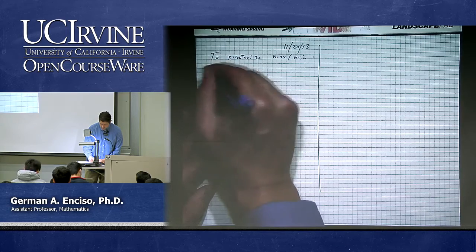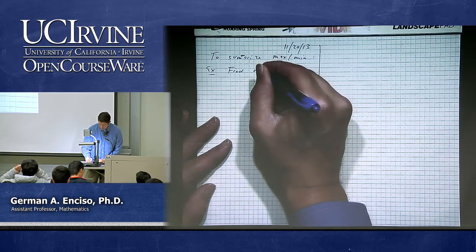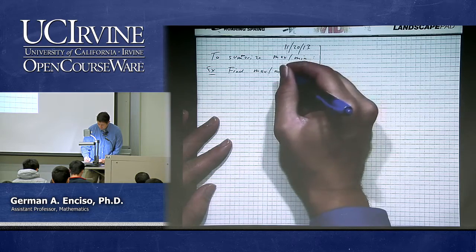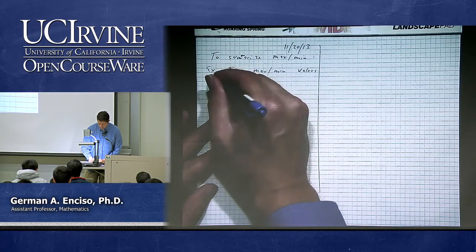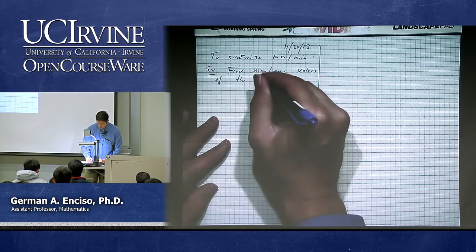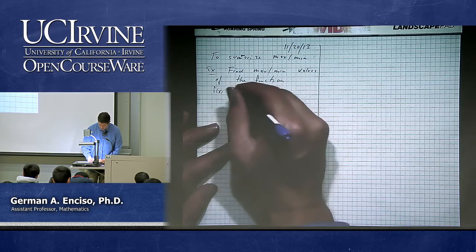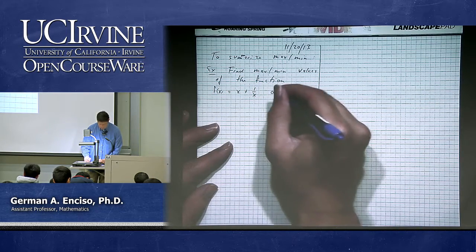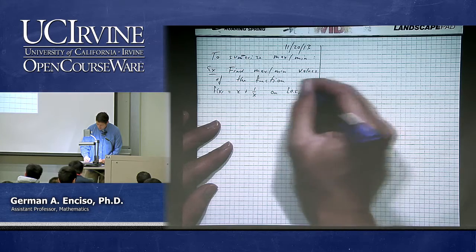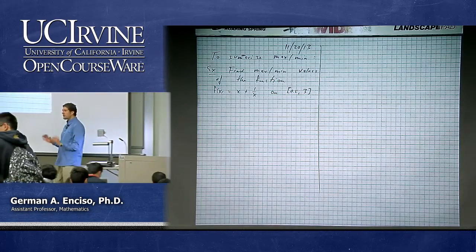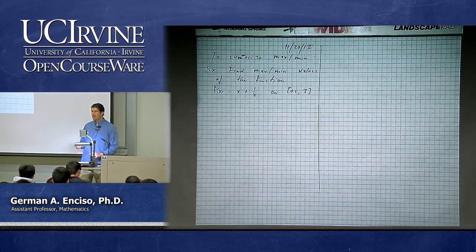Suppose that you are given an example such as this. Find the maximum and minimum values of the function f of x equals x plus 1 over x on the interval 0.5 to 3. Okay? So you're only looking at this particular interval, not the whole real line. And we want to find the maximum and the minimum values.